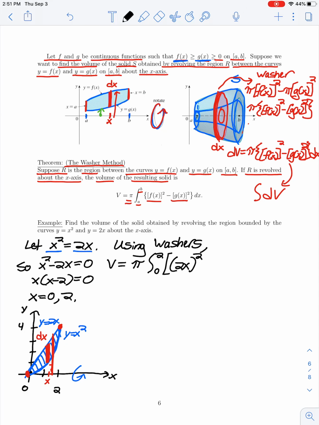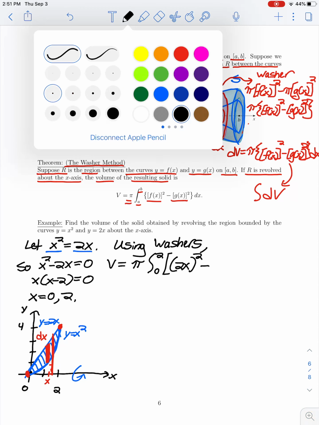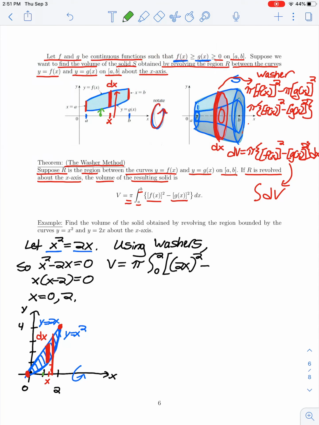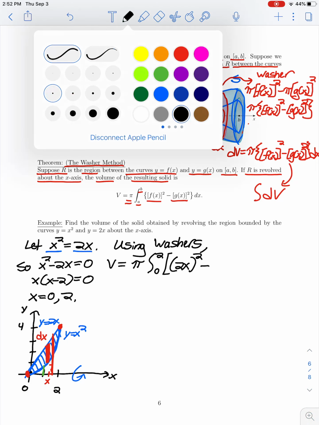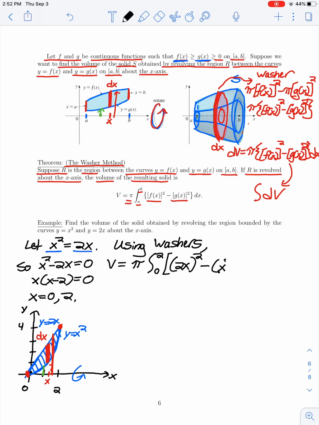We square that radius. And then we're subtracting the inner radius of our washer, which would be given by the distance from the x-axis up to the lower curve, which had the equation y equals x squared. So the inner radius of this washer will be x squared. We're squaring that radius. And then the thickness of this little slab was dx. So here we're adding up the volume of all of these little washer-shaped cross-sections from x equals 0 to 2, and that will give us the volume of our solid we're interested in.